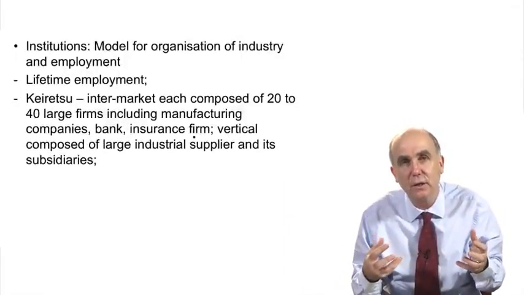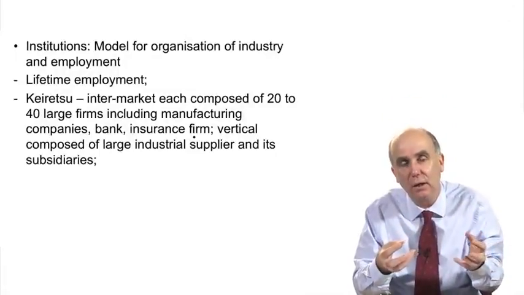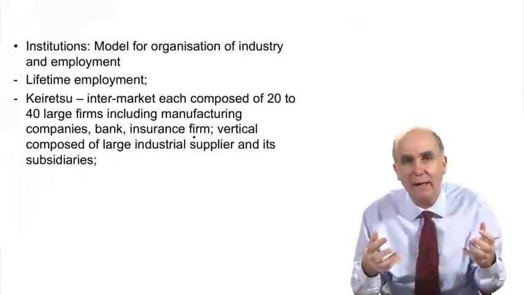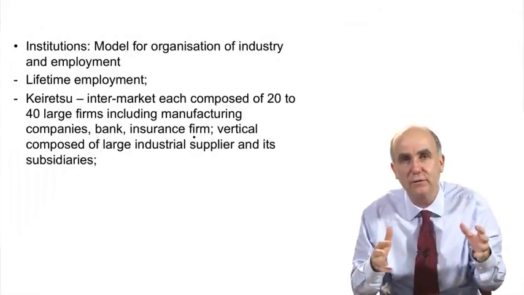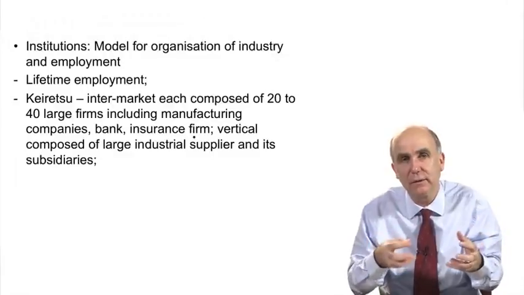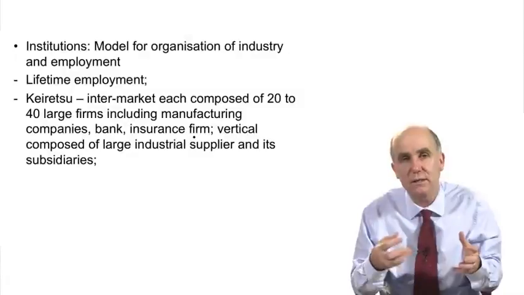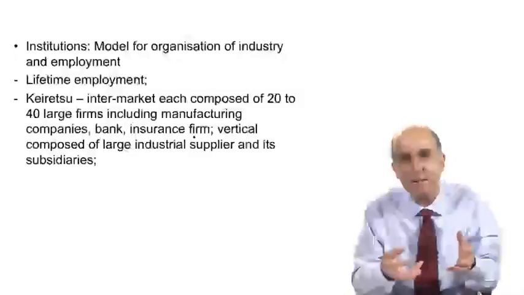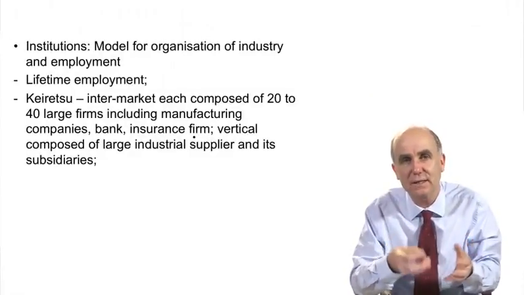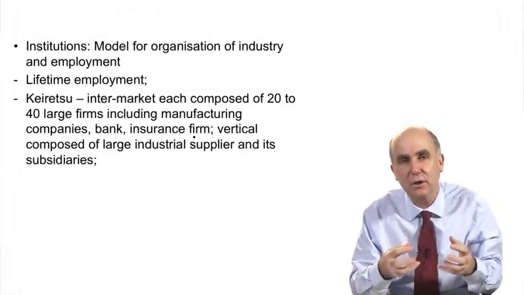There were the keiretsu, which were new types of linked arrangements between firms. There were intermarket keiretsu, which were composed of, say, 20 to 40 large firms, including manufacturing companies, banks and insurance firms. And there were also vertical keiretsu composed of large industrial suppliers and subsidiaries. These keiretsu had the objective of trying to reduce transactions costs that might have otherwise existed for these companies in dealing with each other, to reduce the costs of trade.